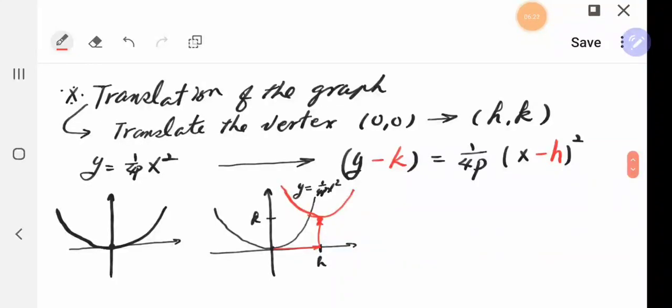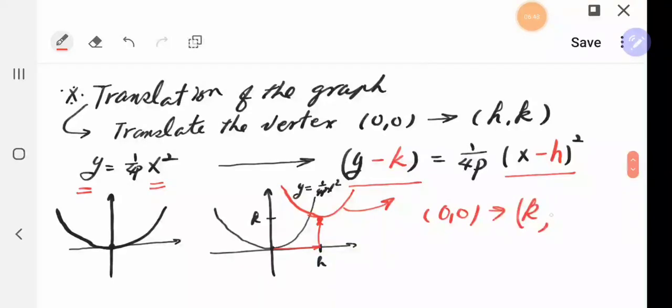Then the equation for this is this guy. So what you have to do is replace y with y minus k, and also replace x with x minus h. That's it. So this means the vertex 0, 0 has been shifted h units horizontally and k units vertically. So this will be the new vertex.